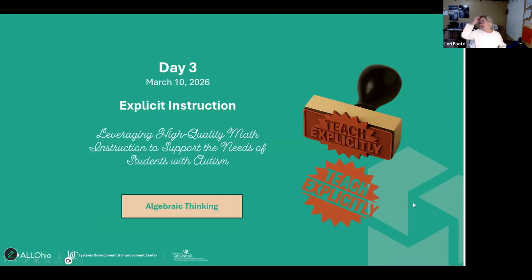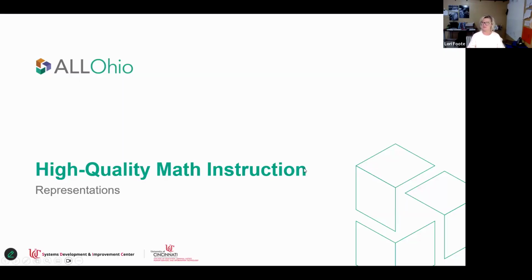And so today we're talking a little bit about this idea of explicit guidance, or making those things that we want them to know very transparent. We're not hiding it from them. We're not hoping they guess it. We're not hoping they get it on their own, but we're being very explicit about making sure they understand the math content that we want them to learn.